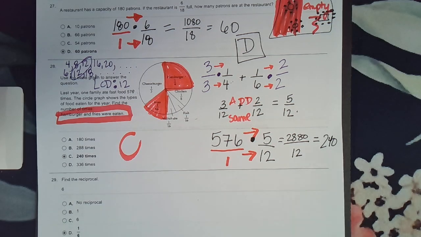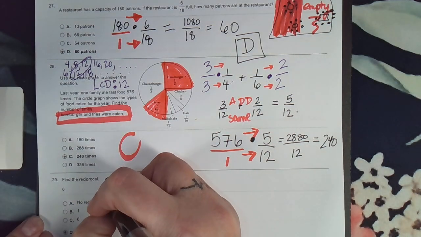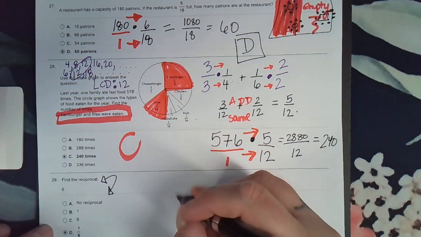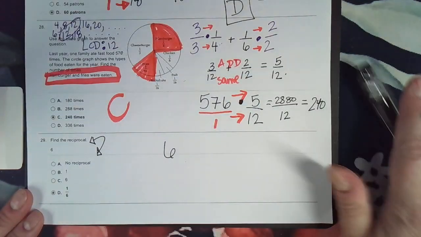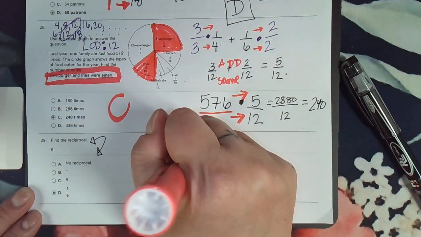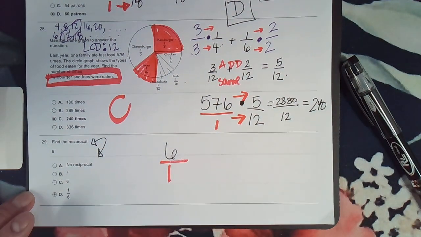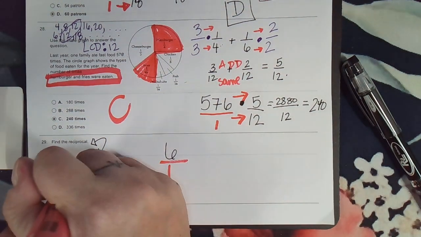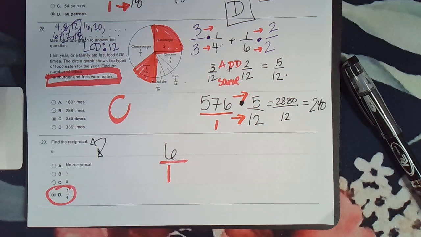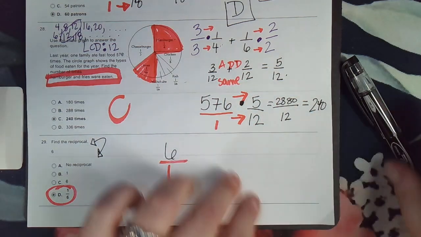Okay, let's look at number 29. It says find the reciprocal. Well, that means turn it upside down. Let's look at the number 6. What is he on top of? Oh, hey 1. How you doing? Okay, now flip it upside down to make 1/6. So reciprocal means flip upside down.